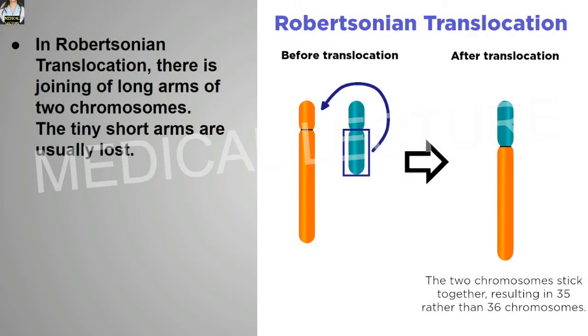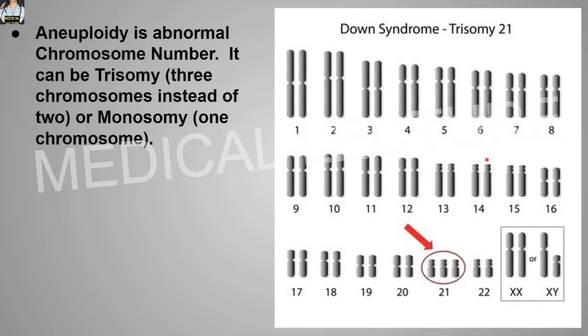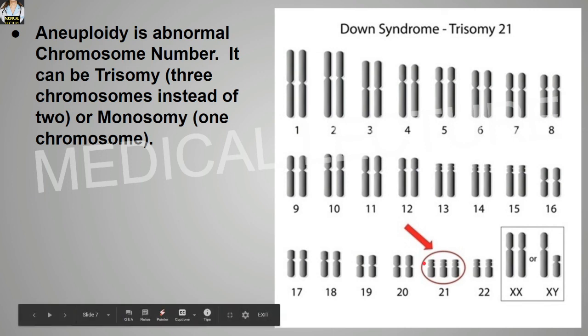Now, Robertsonian translocation. In the Robertsonian translocation, there is joining of the long arms of 2 chromosomes, and the tiny short arms are usually lost. As you can see here, the long arms of these two are combined together. Aneuploidy is abnormal chromosome number. It can be trisomy, meaning 3 chromosomes instead of 2, or monosomy, 1 chromosome instead of 2. As you can see here, there are 3 chromosomes instead of 2 at the 21st position in Down syndrome, known as trisomy 21.